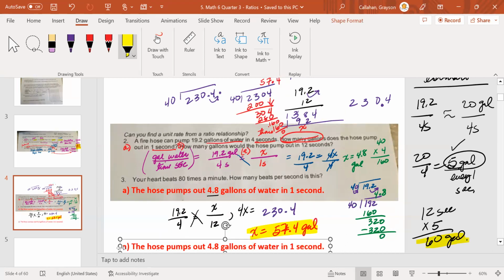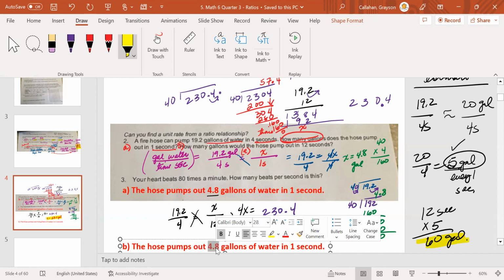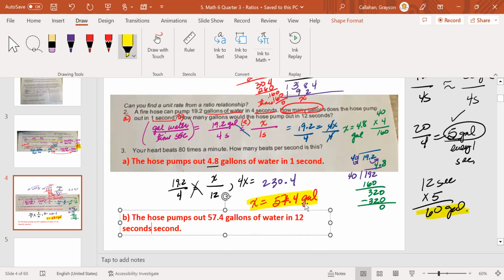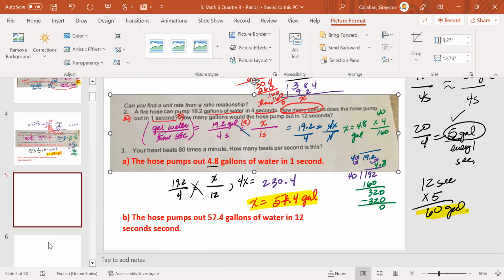So then if we're going to go ahead and type this up, you could say, and this is for B, the hose pumps out 57.6 gallons of water in 12 seconds. Does that make sense? Okay, let's go ahead and do question number 3.